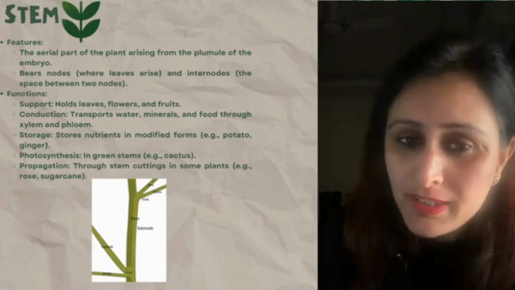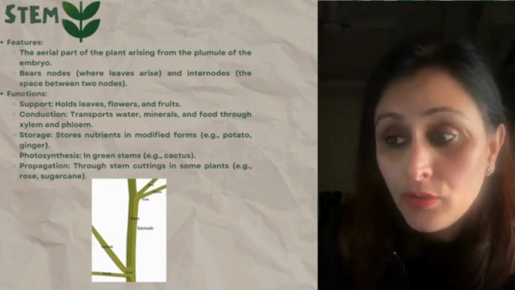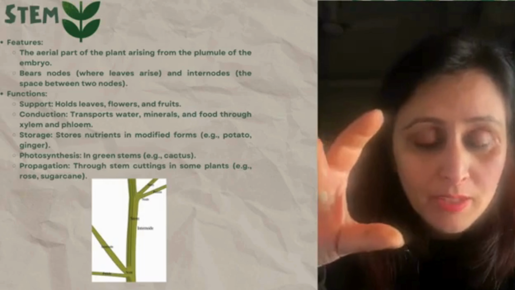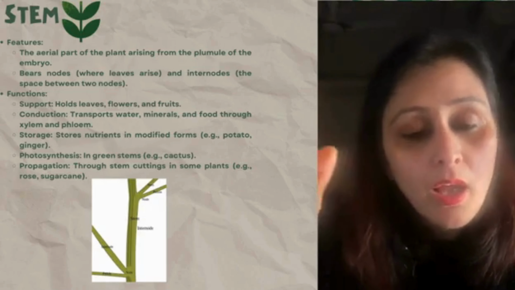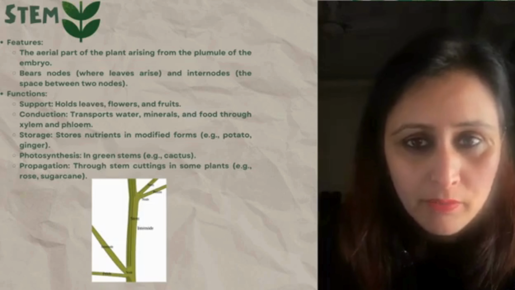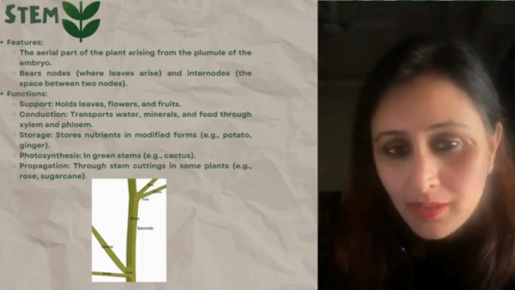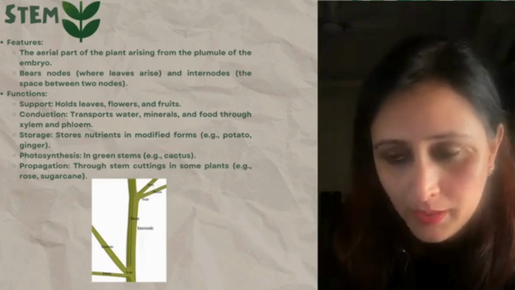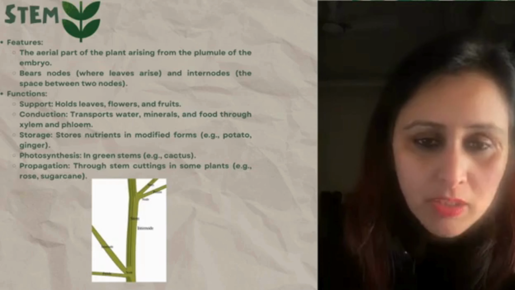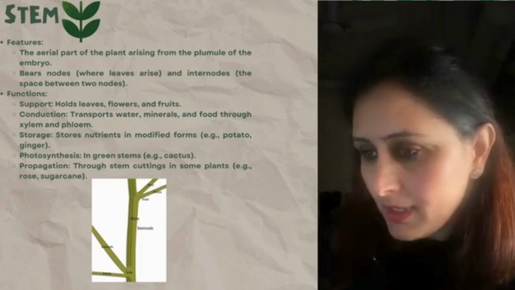Propagation, vegetative propagation में भी मदद करता है. Like in case of rose, sugarcane, bamboos, उनमें क्या करो आप? You cut a stem and put it in a soil, and what you see, you put it in the favorable condition, provided enough water and minerals, whatever, then you will see that the new plant has started growing, right? So in those cases, stem helps in propagation as well, right? So this is all about the stem.